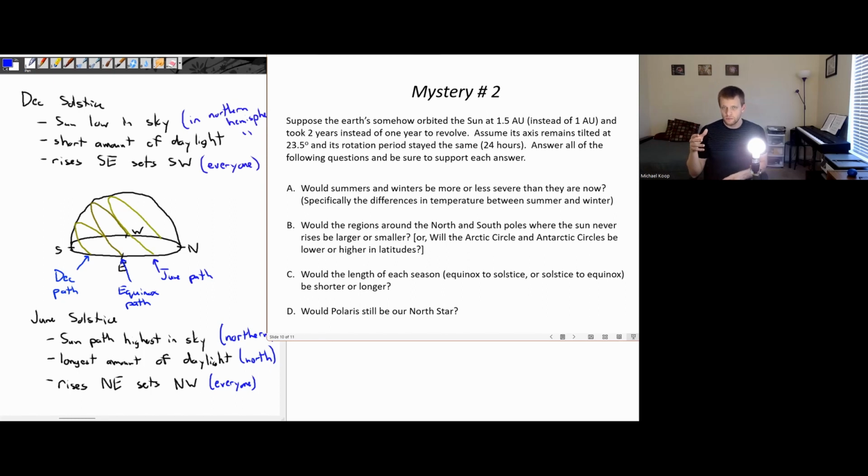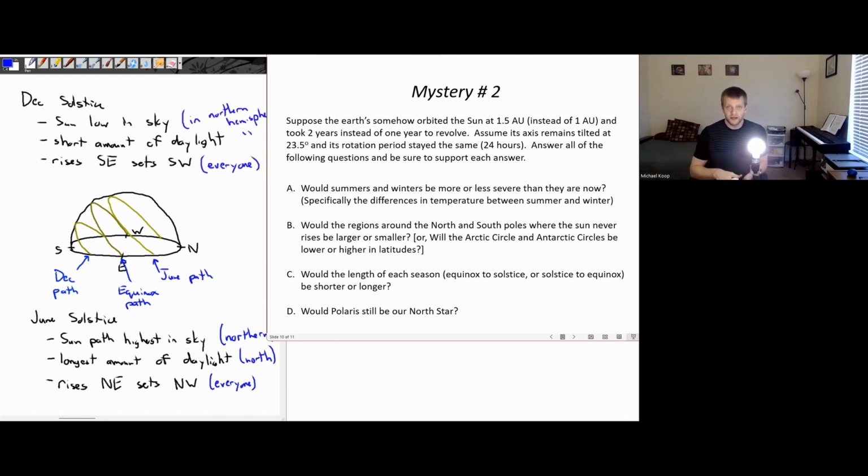So we could probably say that summers are going to be colder, winters are going to be colder, but if the tilt's the same, well, we've got the northern hemisphere a little bit more pointed towards the sun. Half a year later, it's pointed a little bit more away from the sun. Those two effects would be pretty similar to what we have right now, the differences between summer and winter. Again, both are going to be colder, but the differences aren't going to be as much.